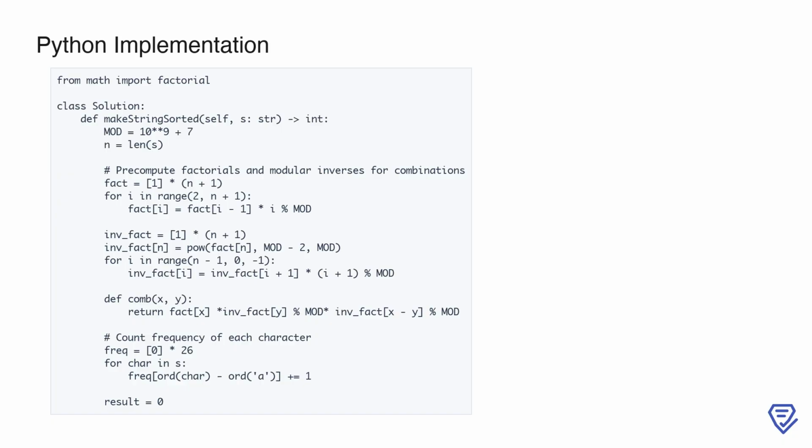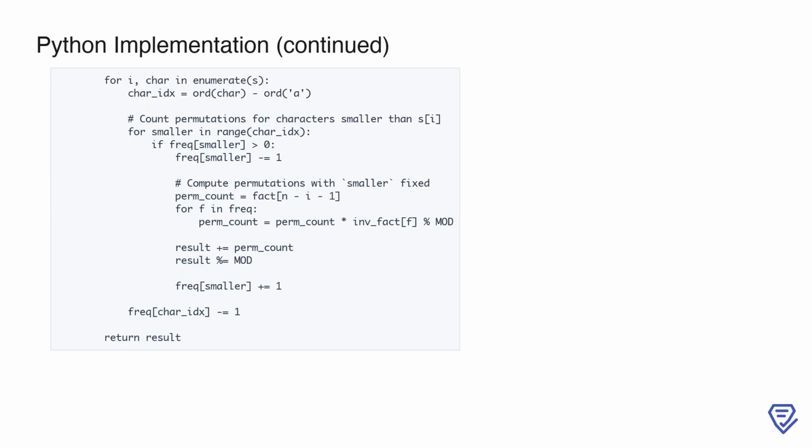After this setup, we count the frequency of each character in the string s using an array frequency, where each index corresponds to a letter from A to Z. Finally, we initialize a variable result to 0, which will hold our final answer as we iterate through the string.